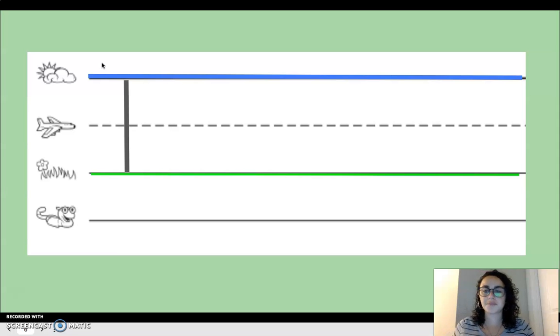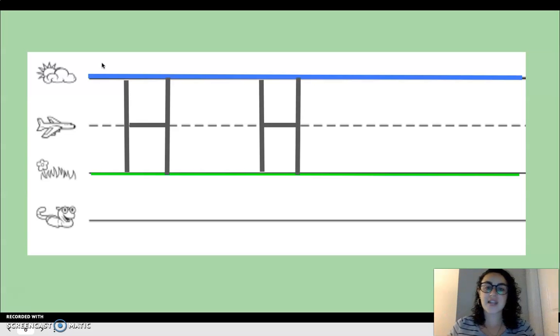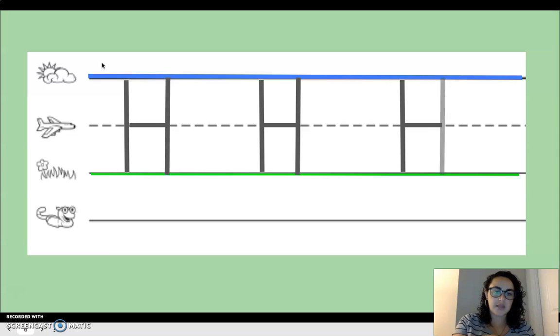So let's look again. We go down from the skyline to the grass line. Then we go to the plain line, across the plain line, back up to the skyline, picking up our pencil, skyline to grass line. So let's try it again. Skyline to grass line, down, pick up your pencil, across the plain line, pick up your pencil, skyline to grass line, down. That's an uppercase H. One more time. Down, across, down.